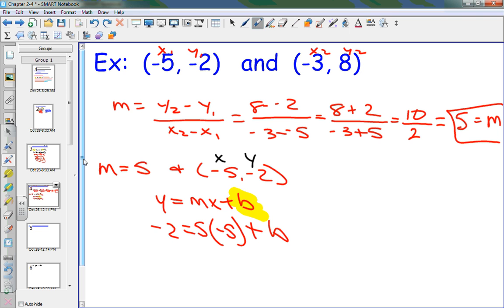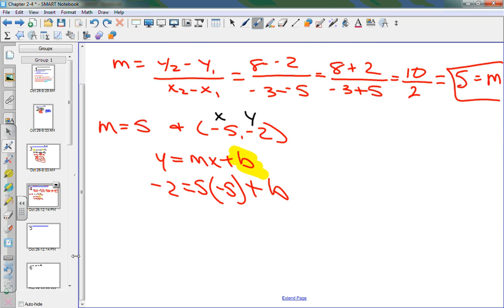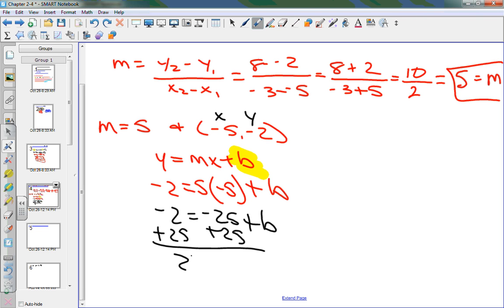Now I have -2 is equal to -25 plus b. Now what do I do here? Add 25 to both sides, very good. I have 23 is equal to b. Am I done? No. Why?